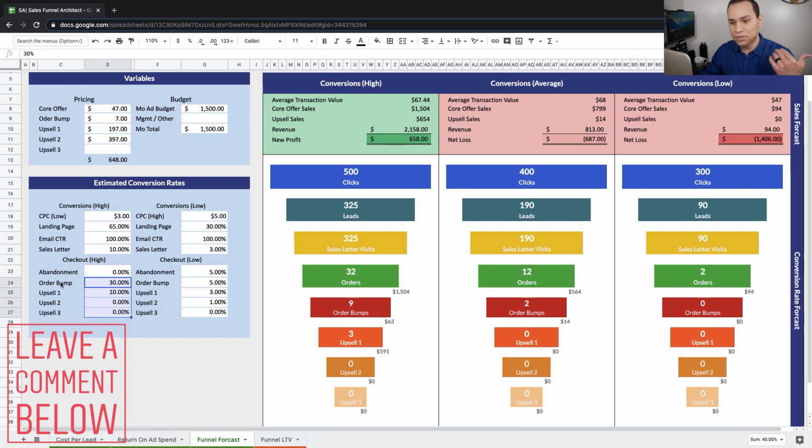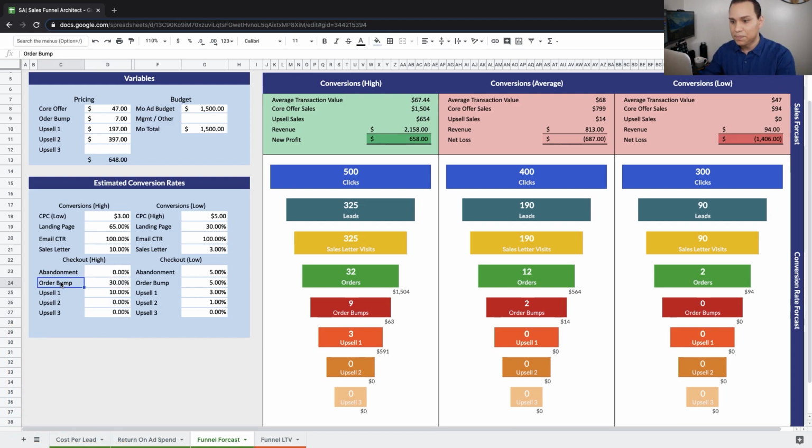I just want to make sure that we get to the fun part, which is plugging in these numbers. So assuming that we get a 65% opt-in rate and a 10% conversion rate on our sales letter, you see the best case scenario, we'd be making about $658 per month. So that's our net profit here. Our revenue, if we're adding up all of our upsells and cross-sells or whatever else we're doing, would be $2,100. But of course, we have to take out our ad budget.